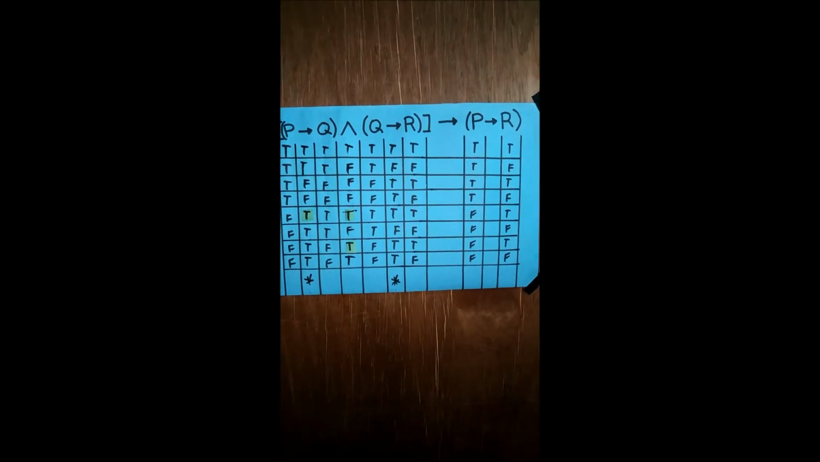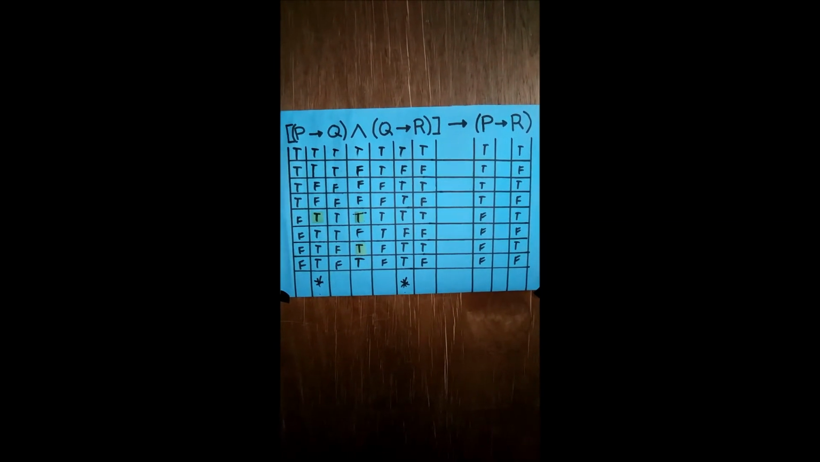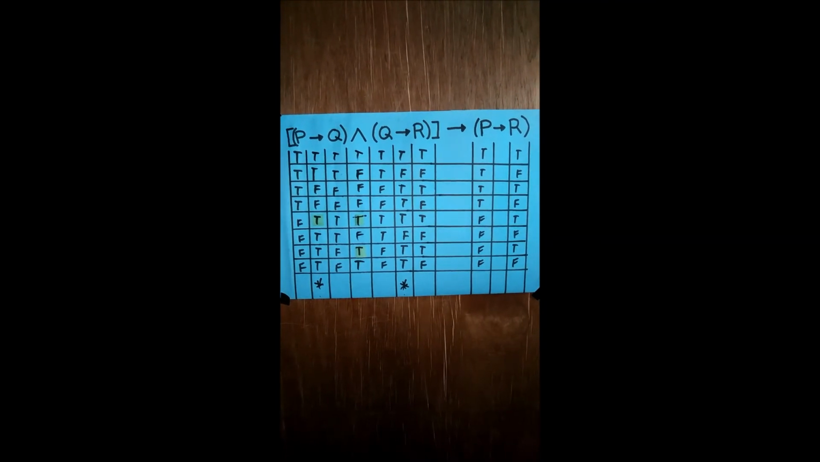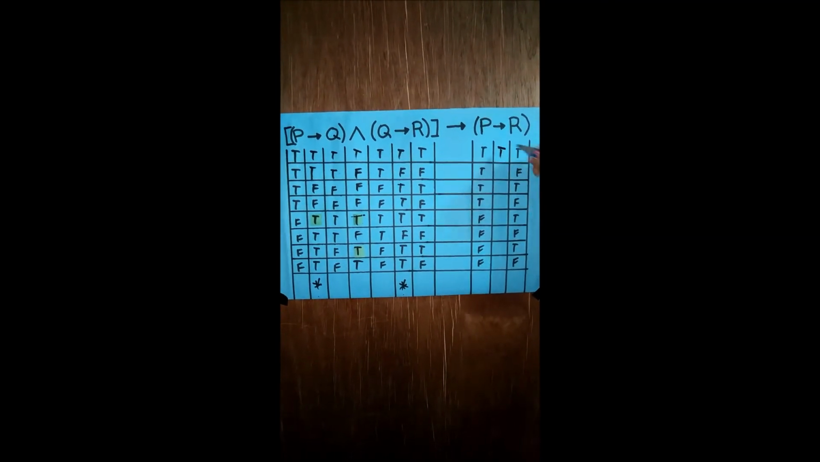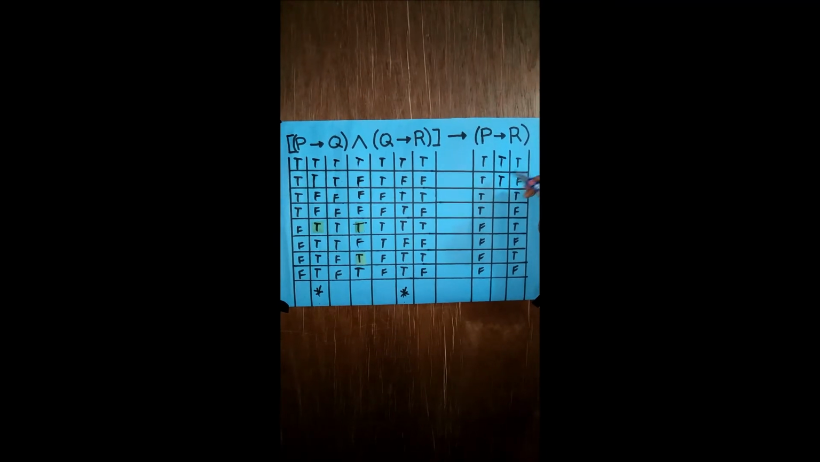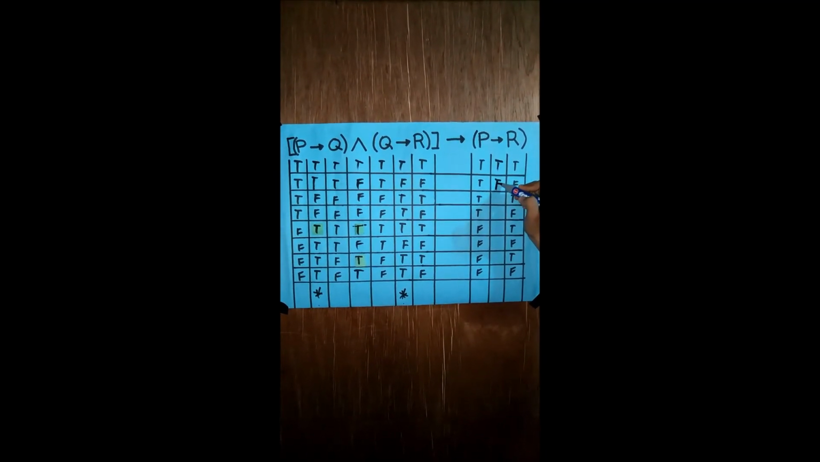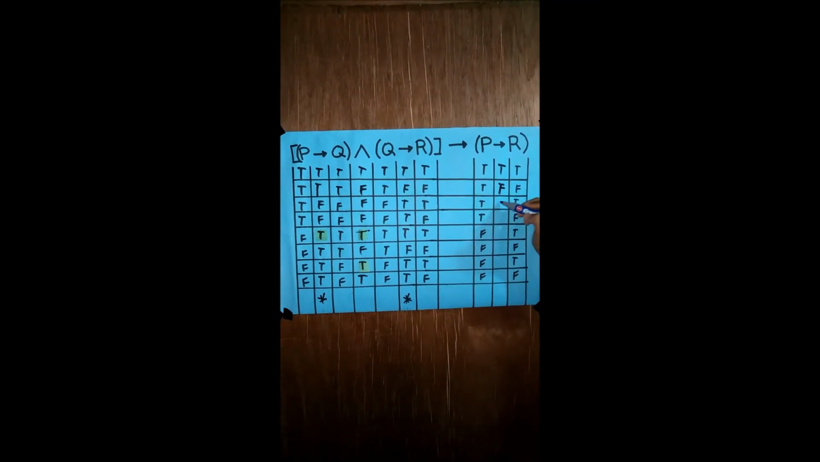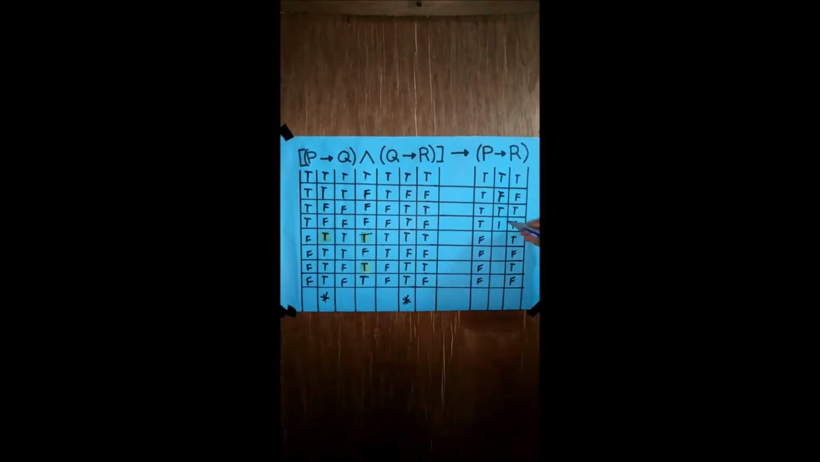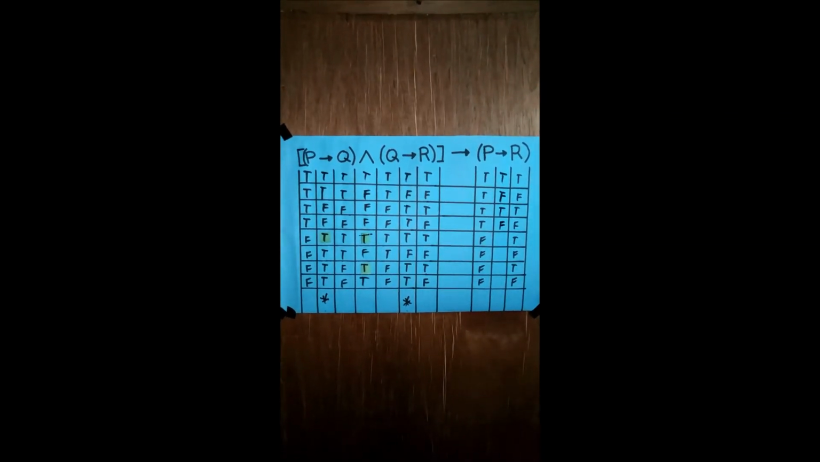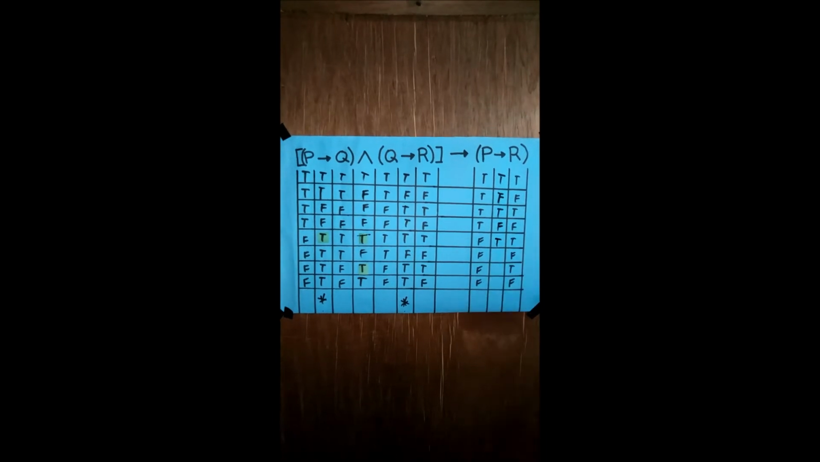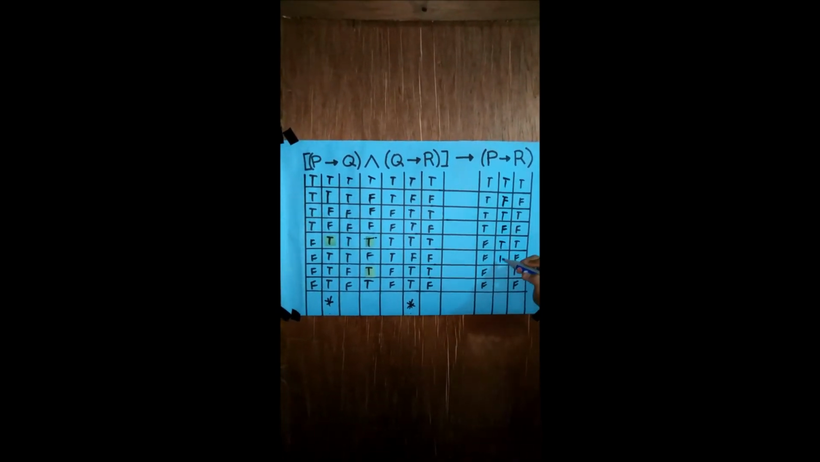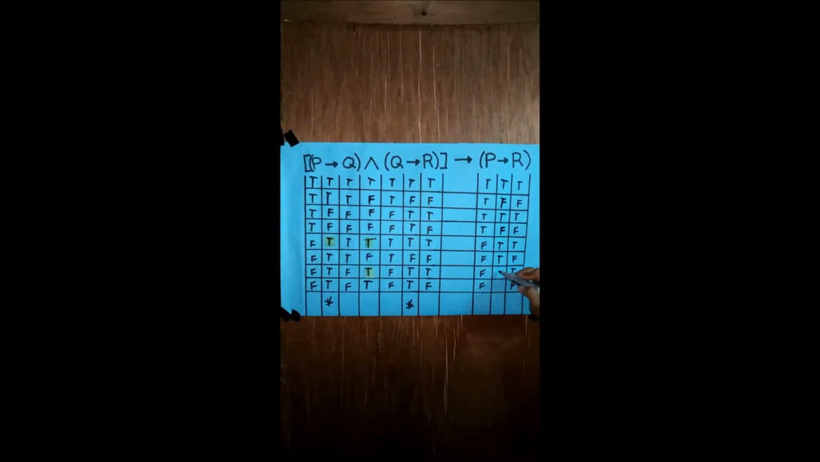So we are going to answer this one enclosed in parentheses. T implies T is T. T implies F is F. T implies T is T. T implies F is F. F implies T is T. F implies F is T. F implies T is T. F implies F is T.